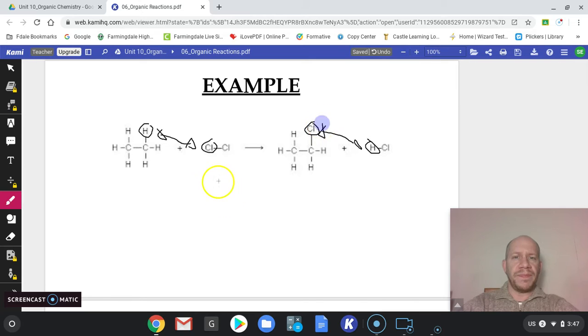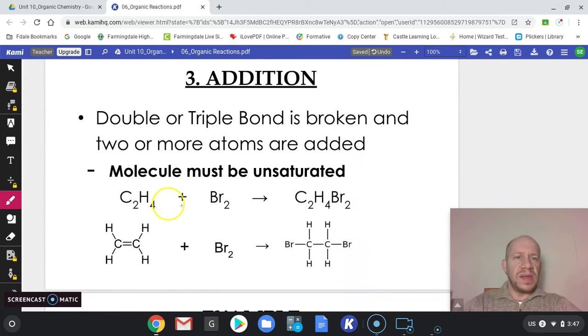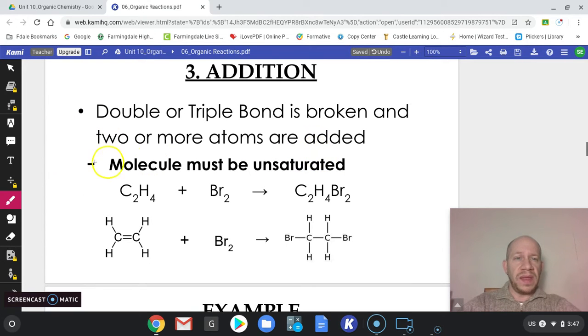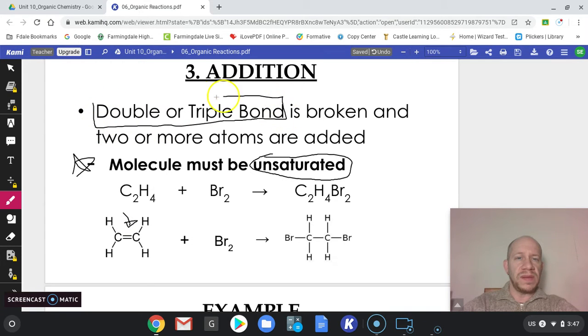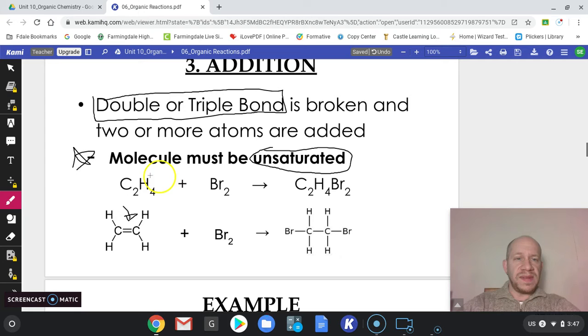Our third type is addition. In this case, we'll have double or triple bonds being broken and where 2 or more atoms are added. Therefore, our beginning molecule must be unsaturated. So that's very important. Unsaturated means it has double or triple bonds. And what I'll do is I'll take my halogen or hydrogen and add them together. So notice I'll take this double bond and rip it apart, and now the bromines, both of them, have been added to this molecule.